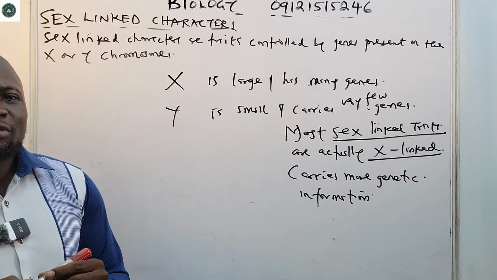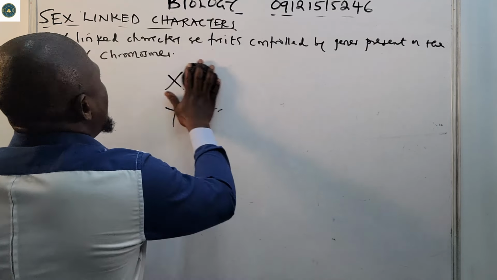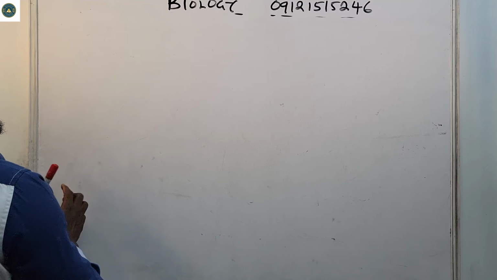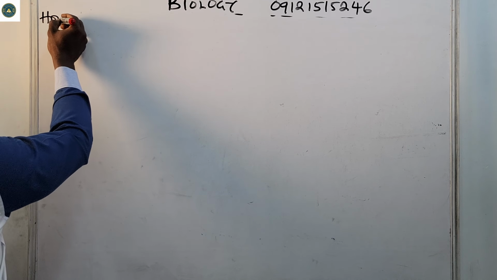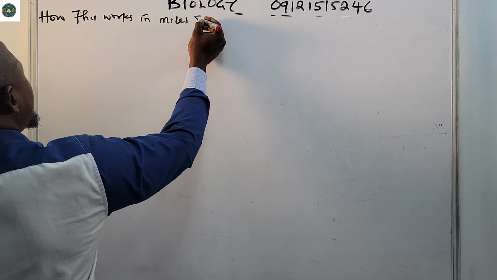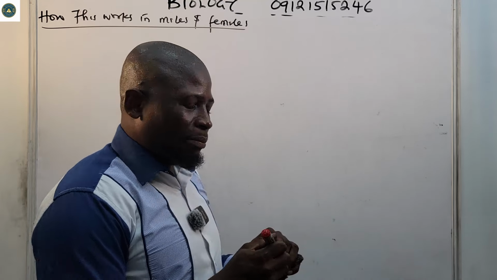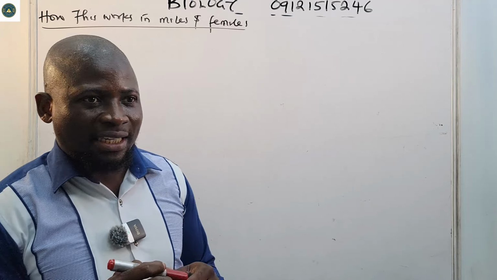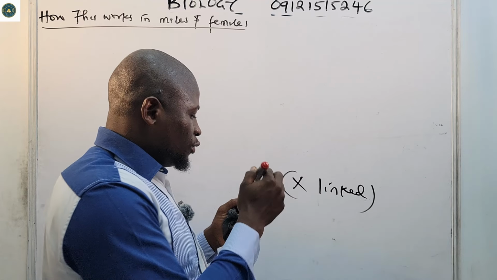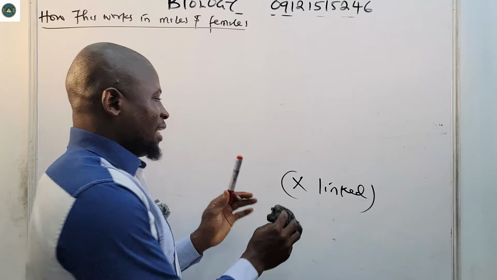So now let me explain how this works in males and in females. We have established initially that most sex-linked traits are X-linked. Knowing how it works in males and females will give you a better idea of what that means. So now let us begin with the females.